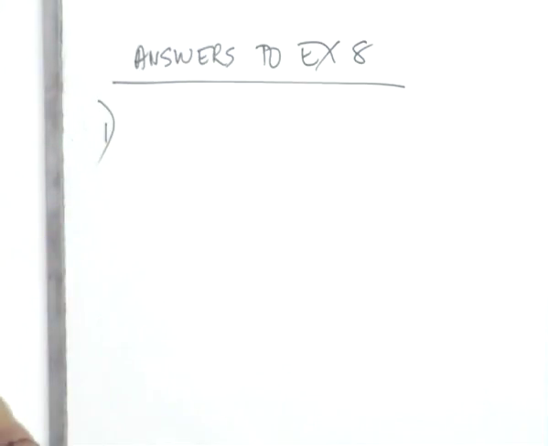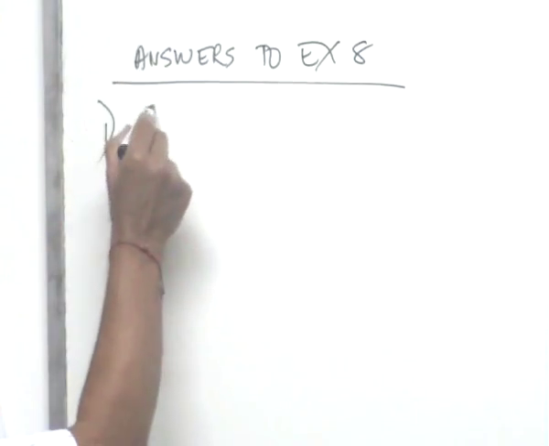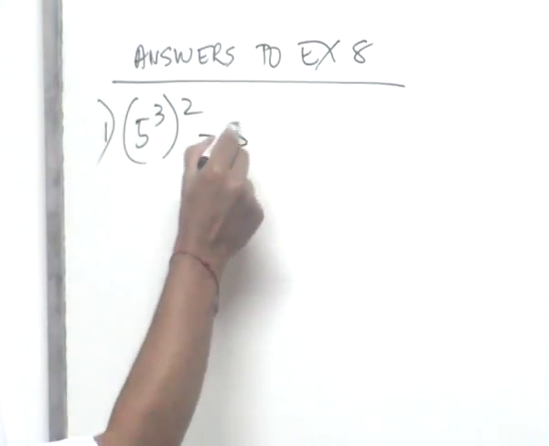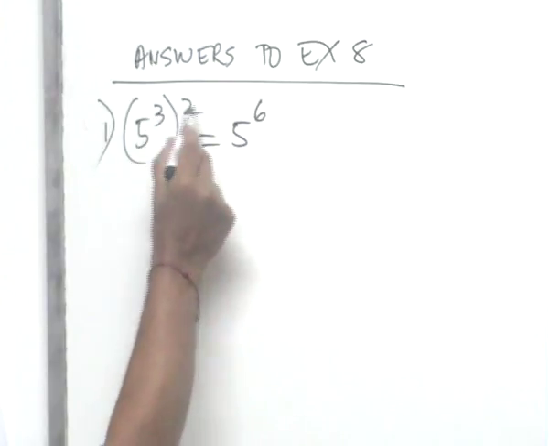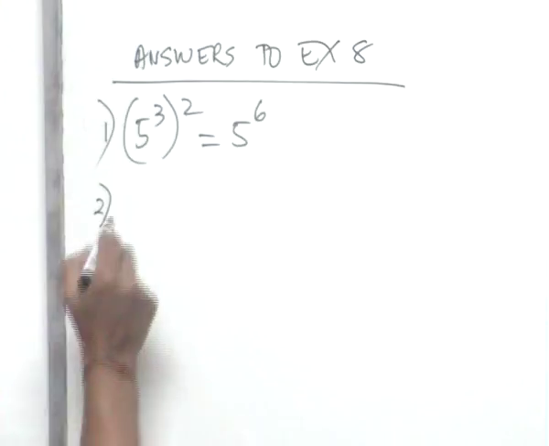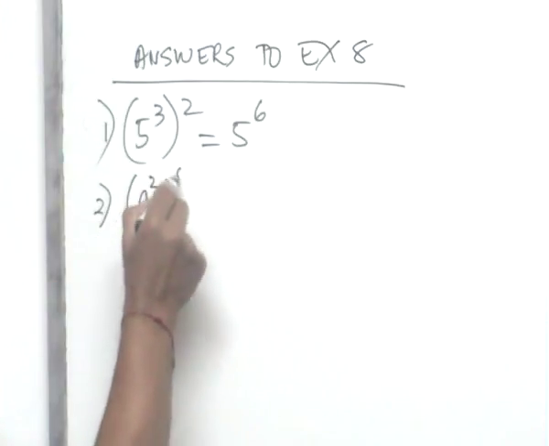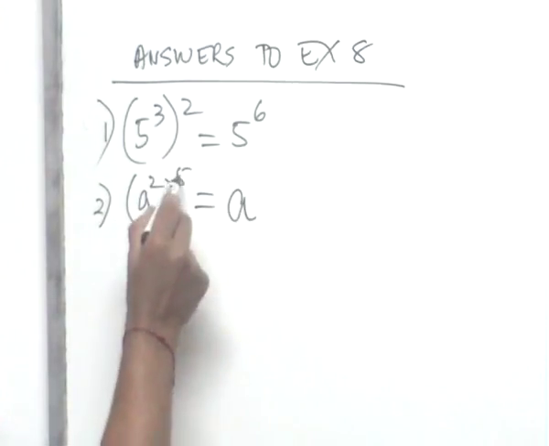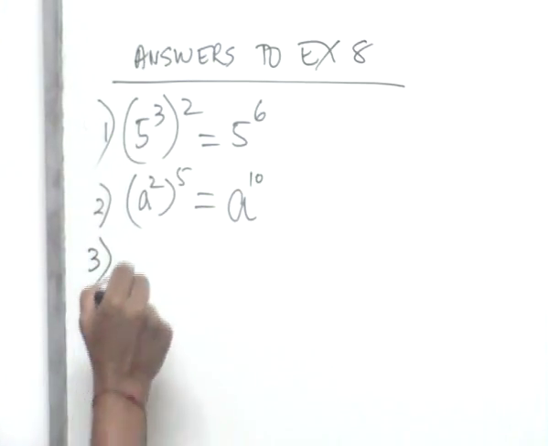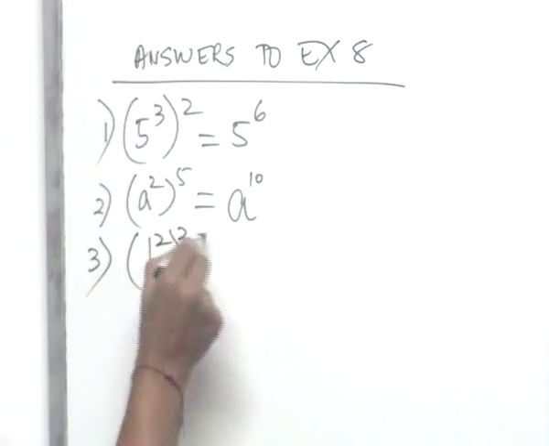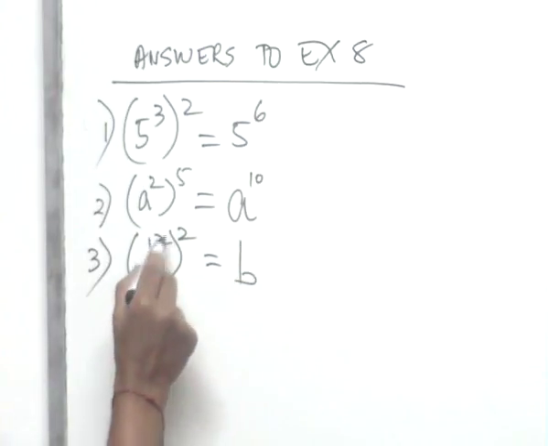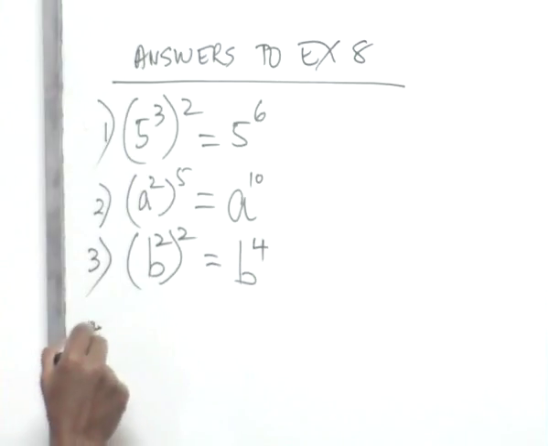Right, answers to exercise 8. Number 1, you had 5 cubed all squared. So that will give you 5 to the 6, 3 times 2. We're using the power to power law. Then you had a squared all to the 5. Write down a, 2 times 5, 10. Number 3, you had b squared all squared. So there's your b, 2 times 2, 4.